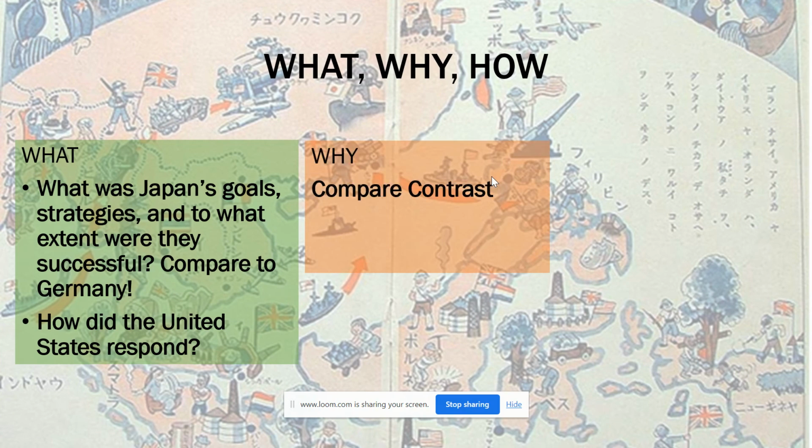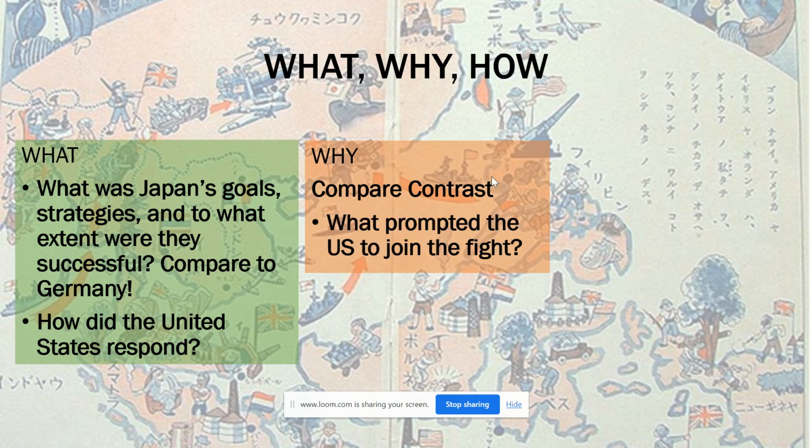Now, we're doing this to be able to compare and contrast ideology, strategy, vision, all of those things as it relates to the major powers that will be fighting in World War II. We also want to look at the cause and effect of World War II as it relates to the United States. What is prompting the United States to join the fight against not just Japan, but ultimately Germany? So I'm going to highlight some of these things.